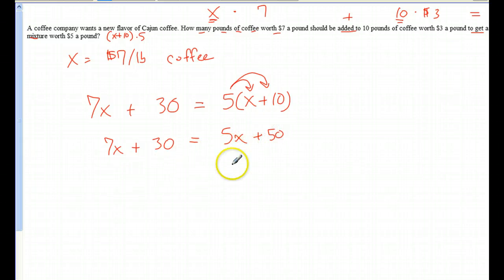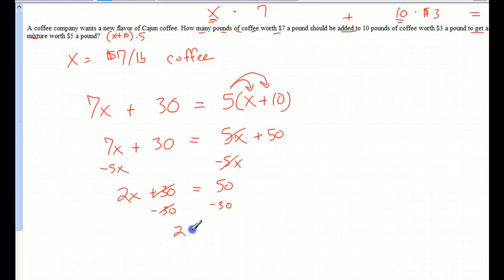Alright, and now we've got an equation we've been solving for 3 or 4 modules or sections now. Subtract the variables to get them all on one side. 7x minus 5x is 2x plus 30. Subtract 30 from both sides. So 2x is equal to 20. That means I need to divide by 2, divide by 2. 20 divided by 2 is 10 pounds of the $7 coffee.